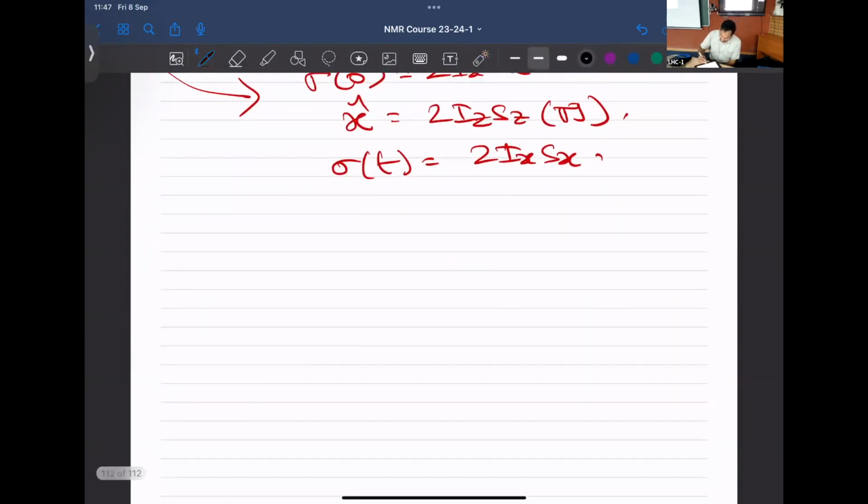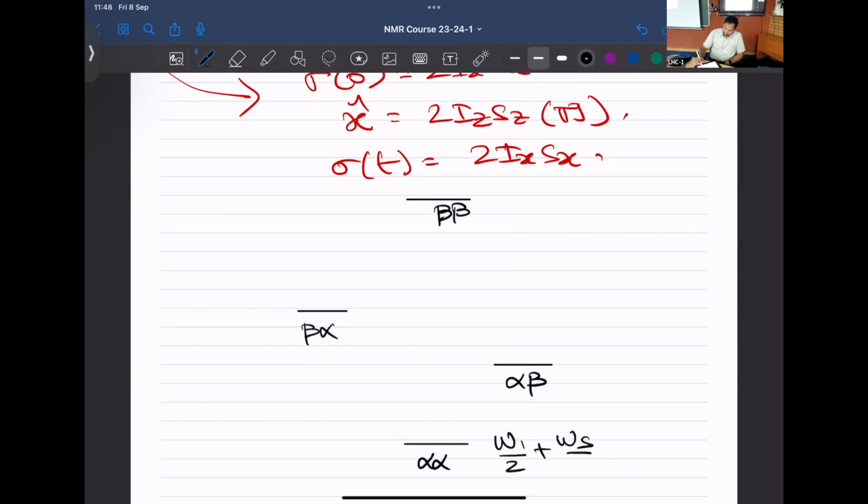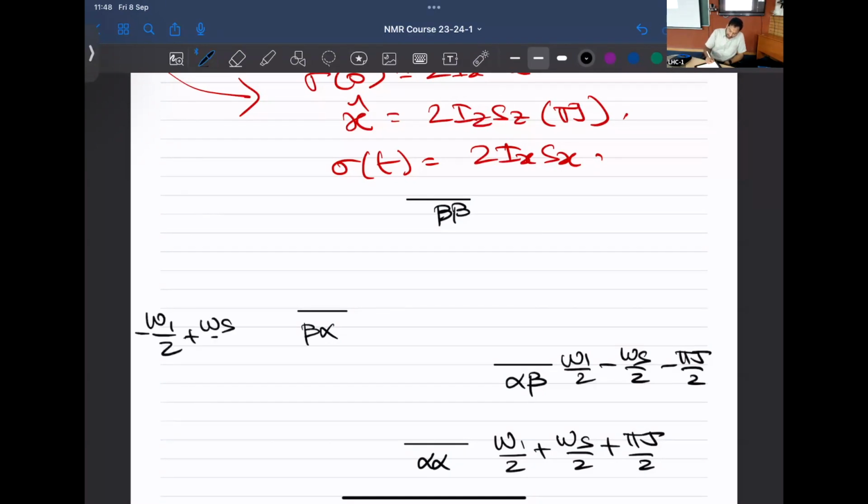All this stems back to the states that were present. If you go back and see the energies, they will be something like omega I by 2 plus omega S by 2 plus pi J by 2. Then omega I by 2 minus omega S by 2 minus pi J by 2. Then minus omega I by 2 plus omega S by 2 minus pi J by 2. Then minus omega I by 2 minus omega S by 2 plus pi J by 2.